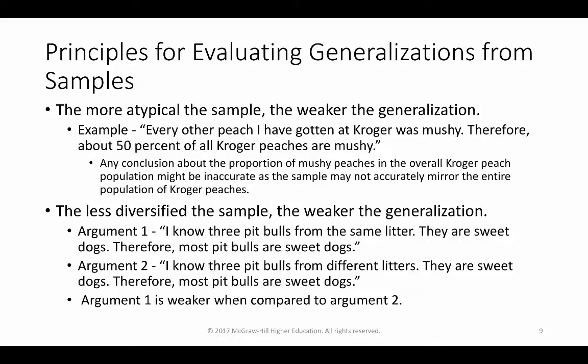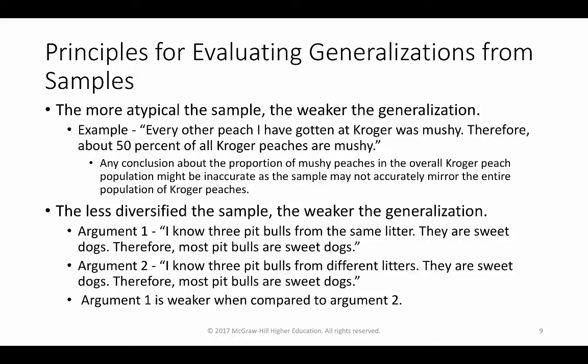In this first example, every other peach I've gotten at Kroger was mushy. Therefore, about 50% of all Kroger peaches are mushy. The arguer is using as a sample only the peaches they have gotten at Kroger's, which may or may not be typical of the peaches at Kroger's. So coming to a conclusion about all the peaches at Kroger's based on your own limited sample might not be the best conclusion. I did this recently over the holidays.